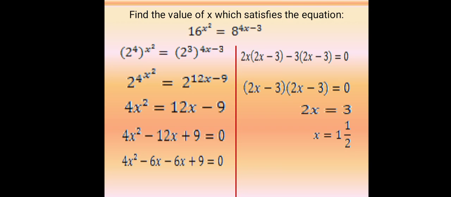You can see that's a perfect square, meaning that you only have one value for x. So 2x minus 3, so 2x is equal to 3. x alone is 1.5.